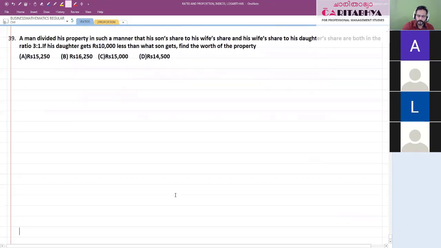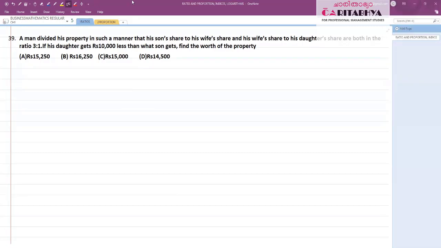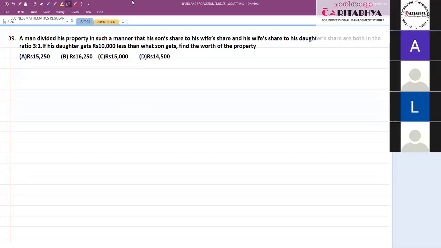A man divided his property in such a manner that his son's share to his wife's share and his wife's share to his daughter's share are both in the ratio 3:1. If his daughter gets 10,000 less than what son gets, find the worth of the property. So that's the question.